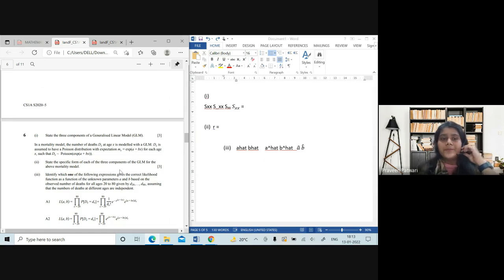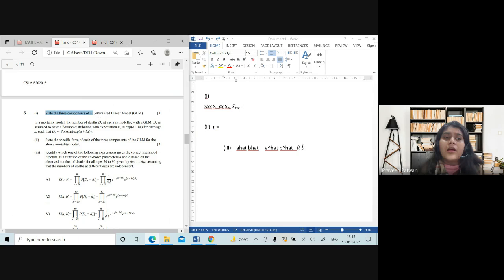Okay. Now again, state the 3 components of a GLM. Even though this question paper is from an offline term, maybe a maximum of 1 to 2 questions is the most you can expect which will be directly theoretical right from the book. So again, it is important.